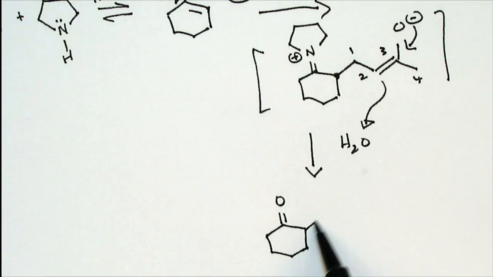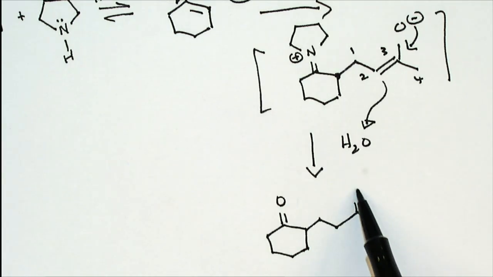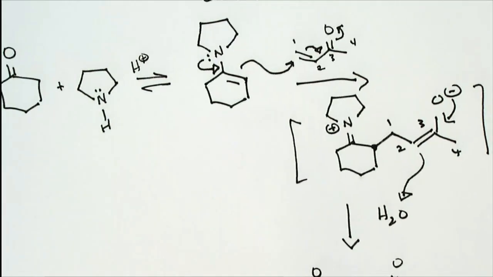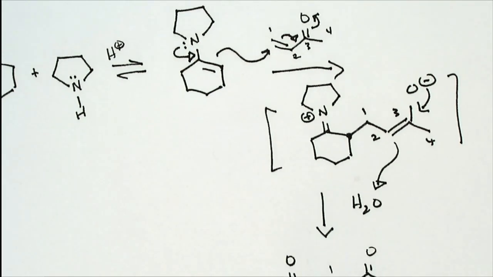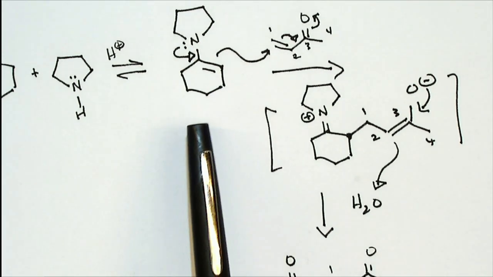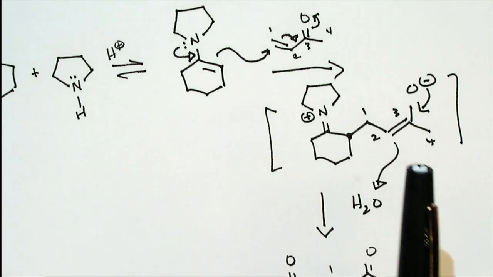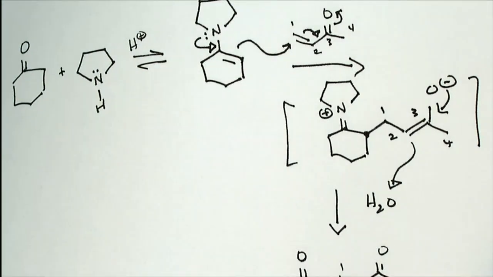And the rest of the molecule is going to be 1, 2, 3, and 4. And there is your product of a Stork reaction, which I'll remind you is really nothing more than a Michael addition, but instead of using an enolate, we're using an enamine. That's it, really. Let me do one quick one here.